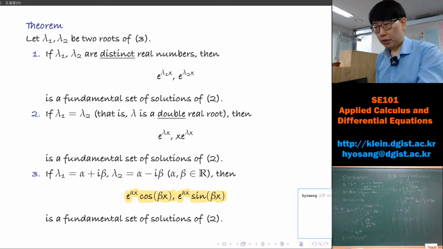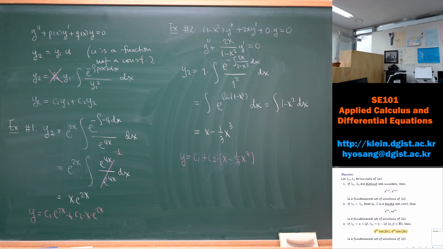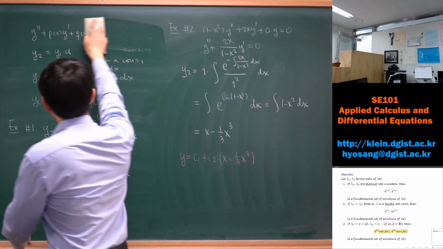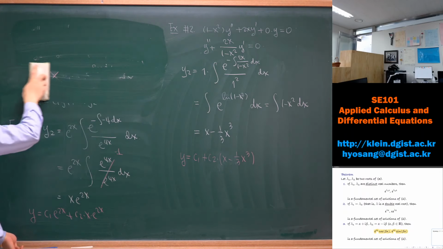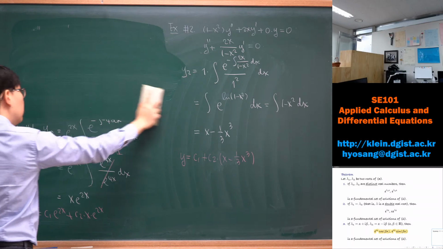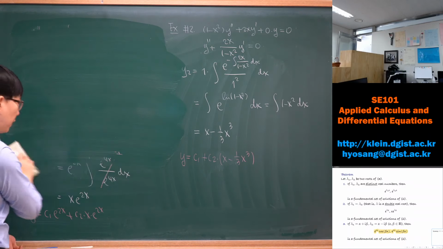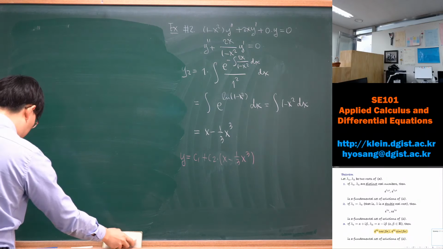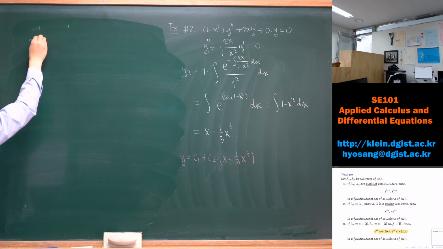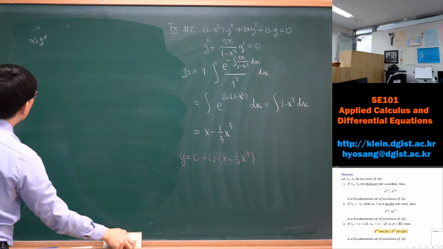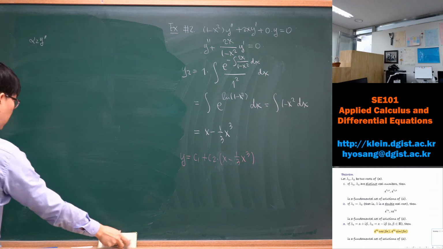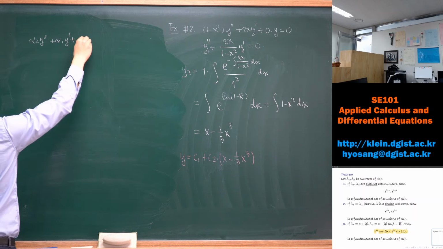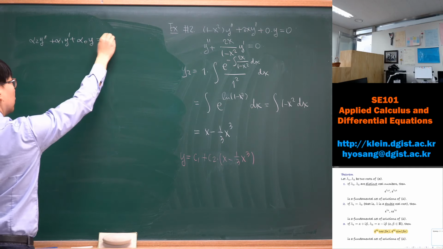Okay, let me explain why we need a characteristic equation to solve this differential equation. So the idea is simple. You have a differential equation, alpha 2 y double prime plus alpha 1 y prime plus alpha 0 y equals 0.